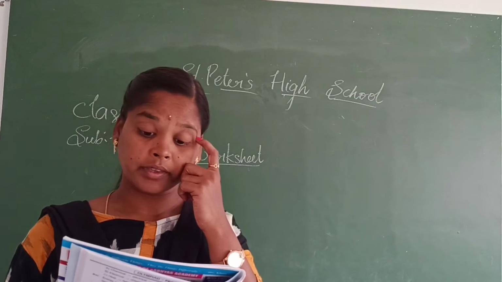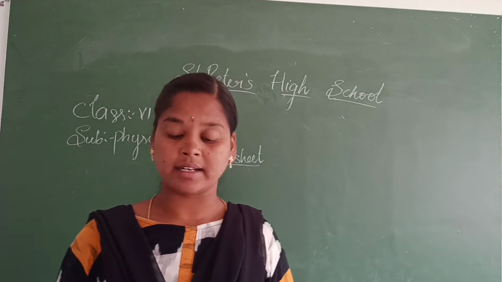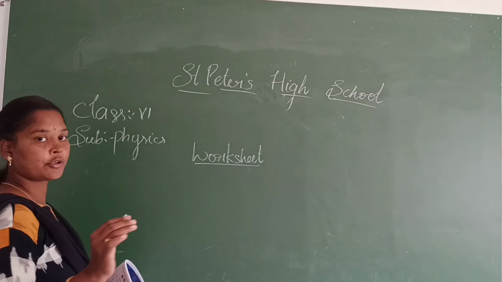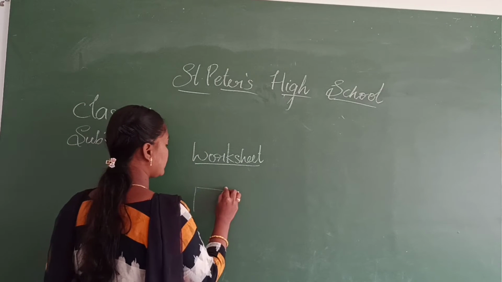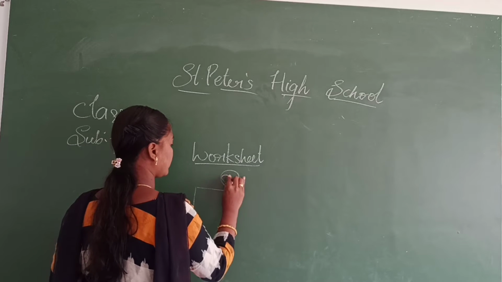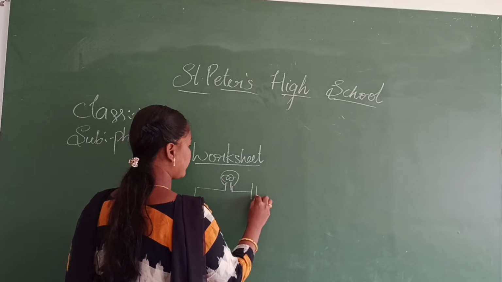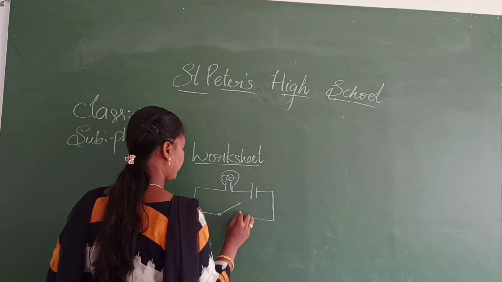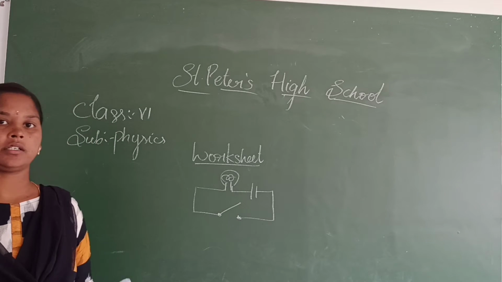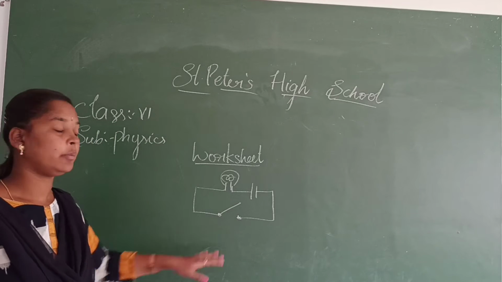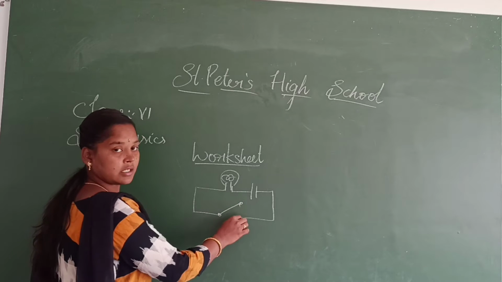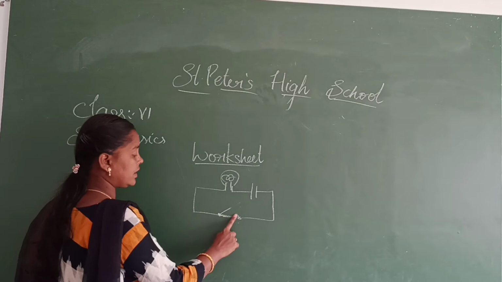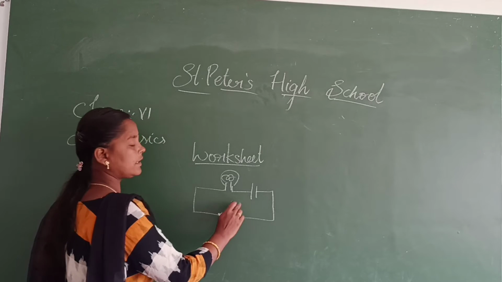So here, first one, they gave a circuit and they asked is it an open circuit or closed circuit. First, I am not going to draw the whole picture. This is the bulb, and this is the battery. Now, this is the plug. Is it an open circuit or closed circuit? It is an open circuit. Why? Because the switch is not closed here. When the plug is closed, then it is called a closed circuit. If it is in this way, it is an open circuit.